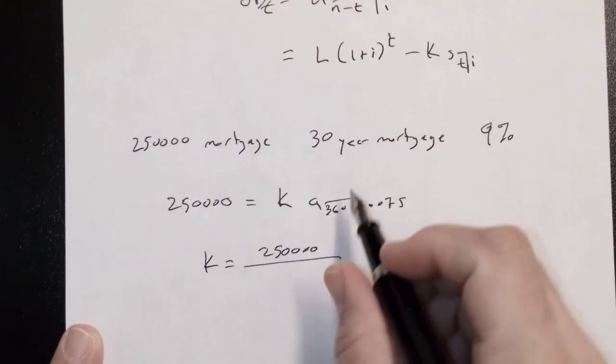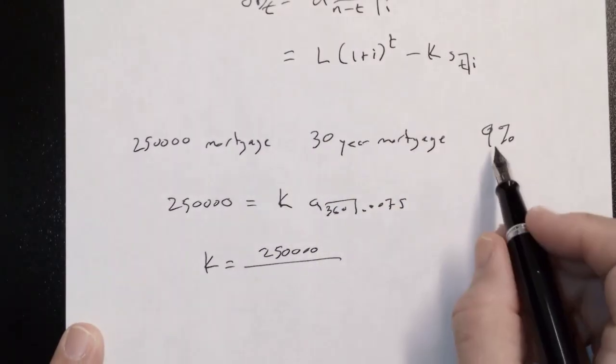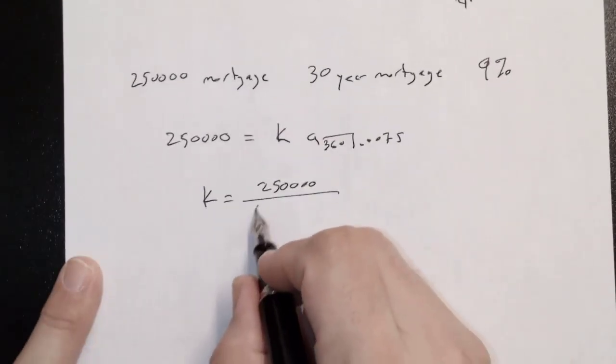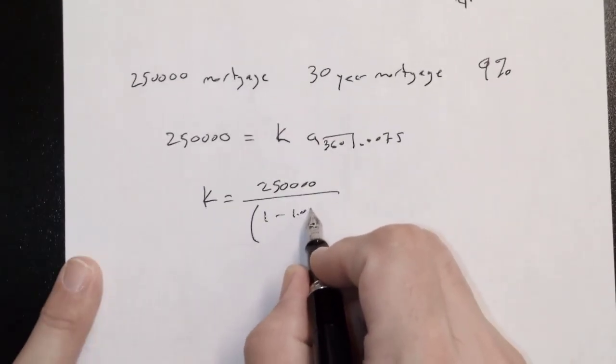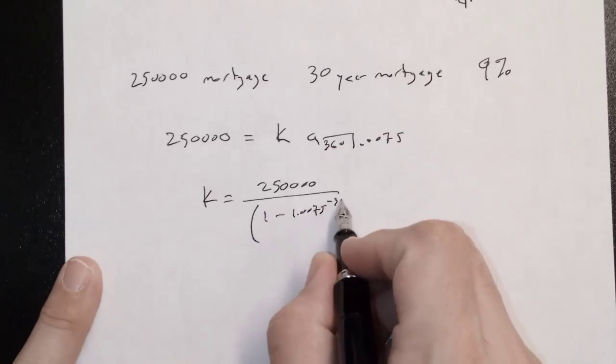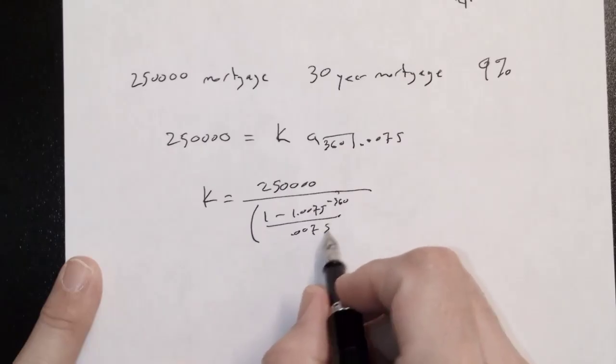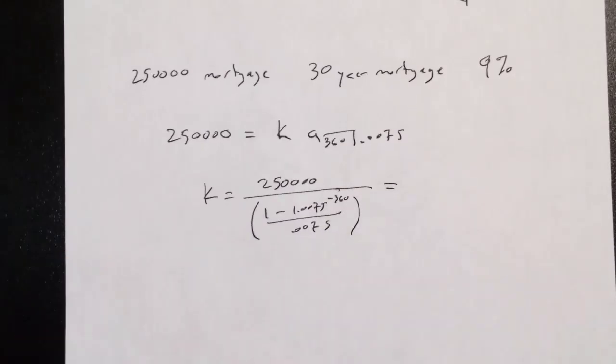It's 360 because it's 30 years at 12 months. 9% APR is 0.0075 per month. So let's see, this is 1 minus 1.0075 to the negative 360, divided by 0.0075. Don't round. Let's keep all the decimals here. What do you get for a payment?